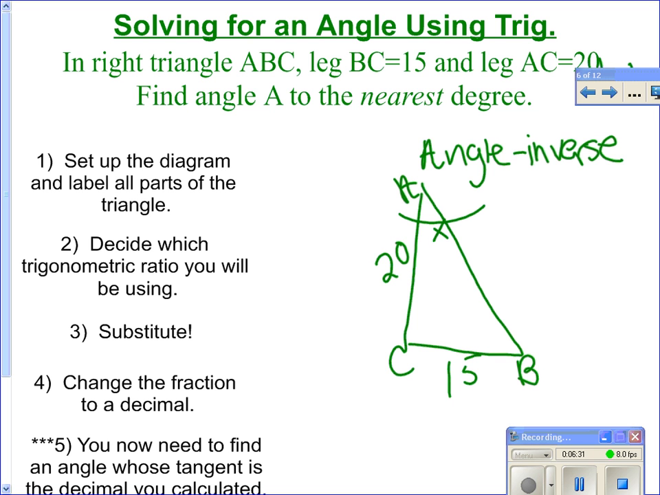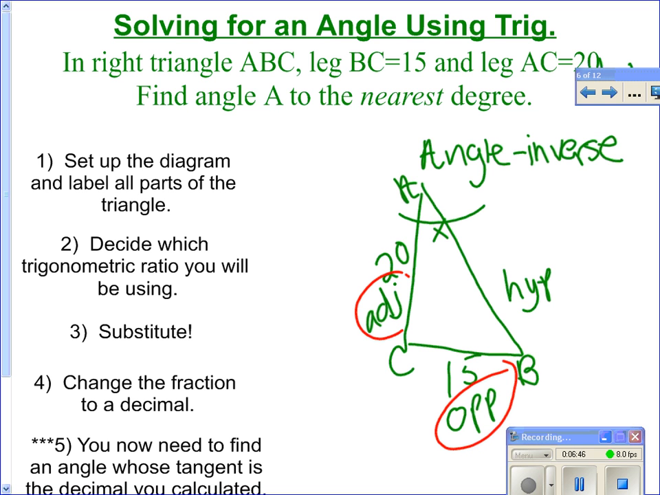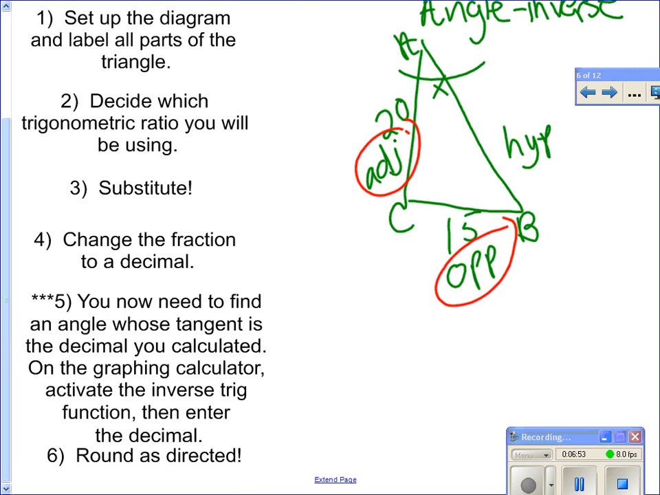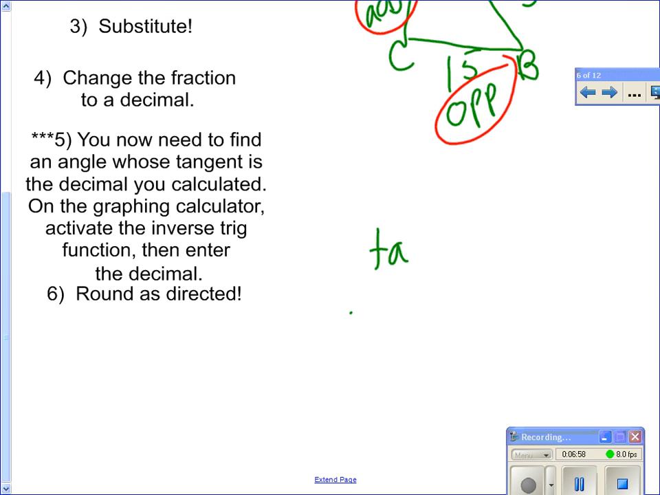So this is my reference angle, X, and I'm going to label my triangle. So here's opposite, here's hypotenuse, here's adjacent. Now I'm just going to circle the sides that they give me information about. That's my opposite and my adjacent. So I'm going to use the tan. The only difference here is that I'm going to use the inverse tan because I'm solving for an angle. So I'm going to say that the tan of A is going to equal opposite, which is 15 over 20.